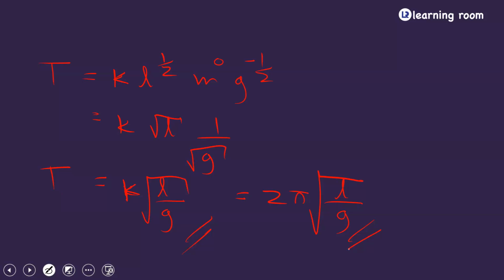Right? So the K is just a constant. And this constant value has to be found out, right? And this you can do. If you measure one value, then you can do the experiment. One experiment.